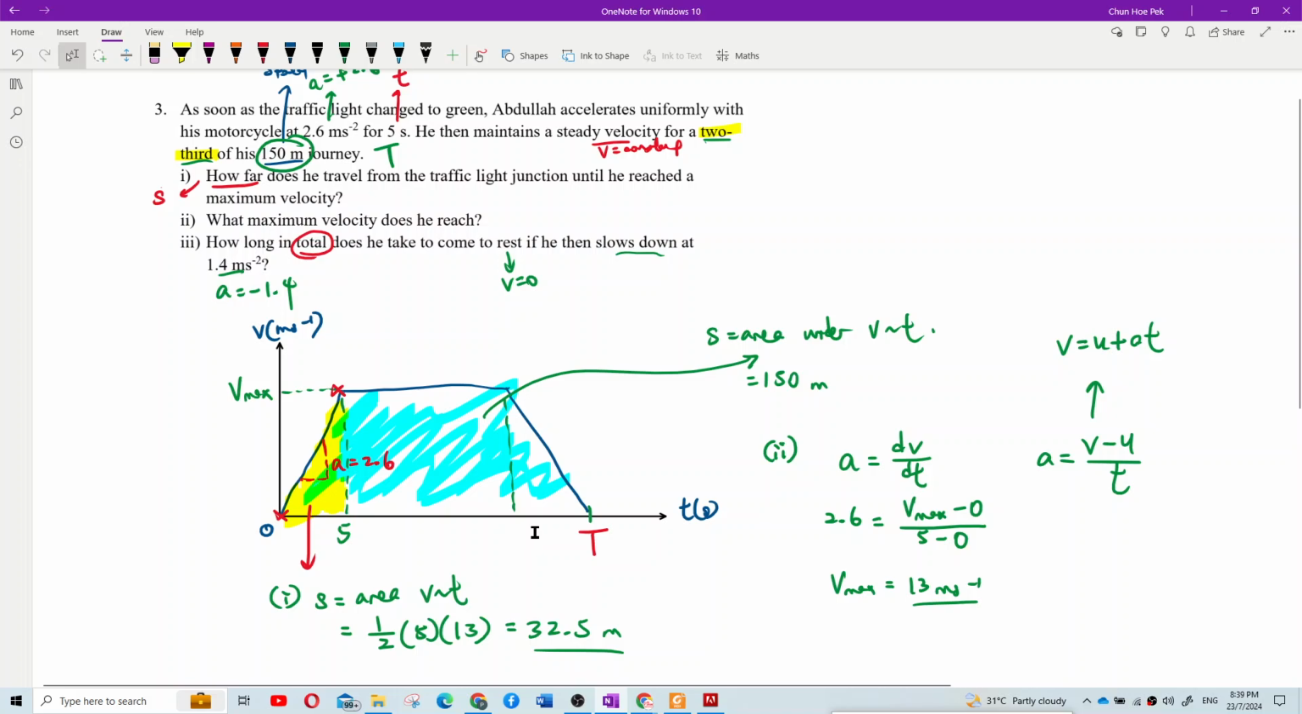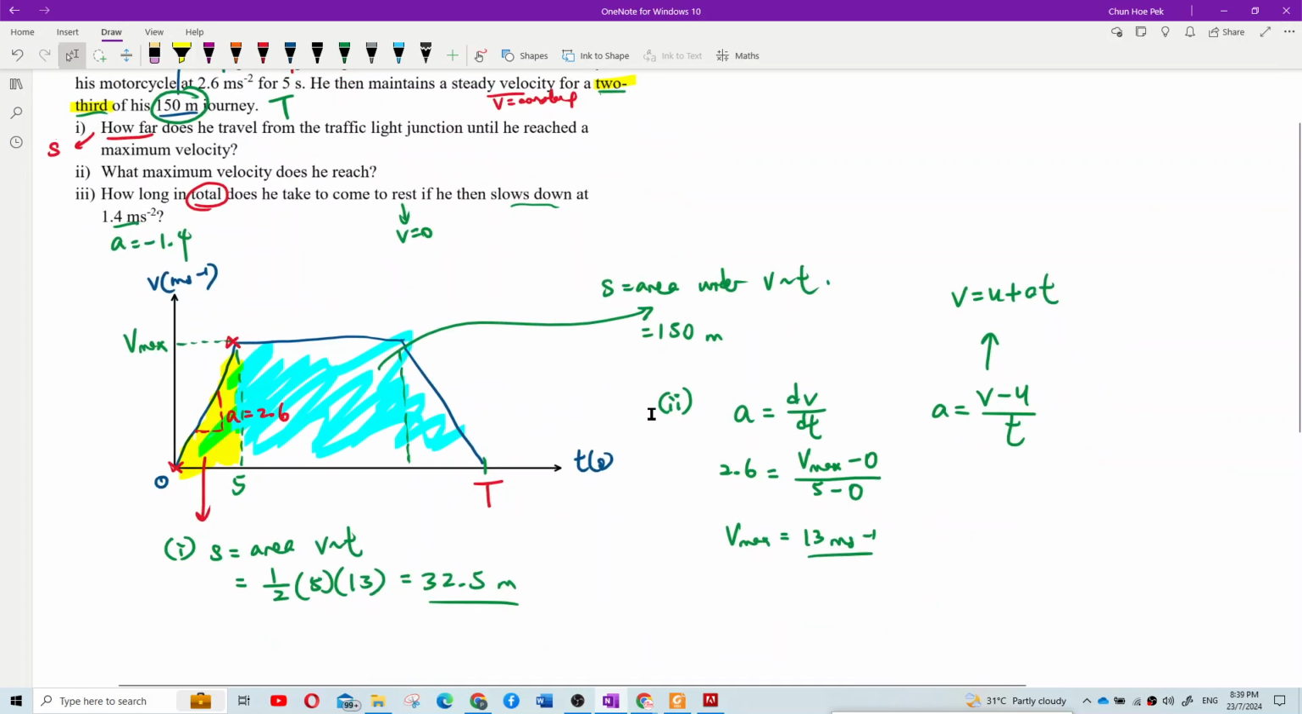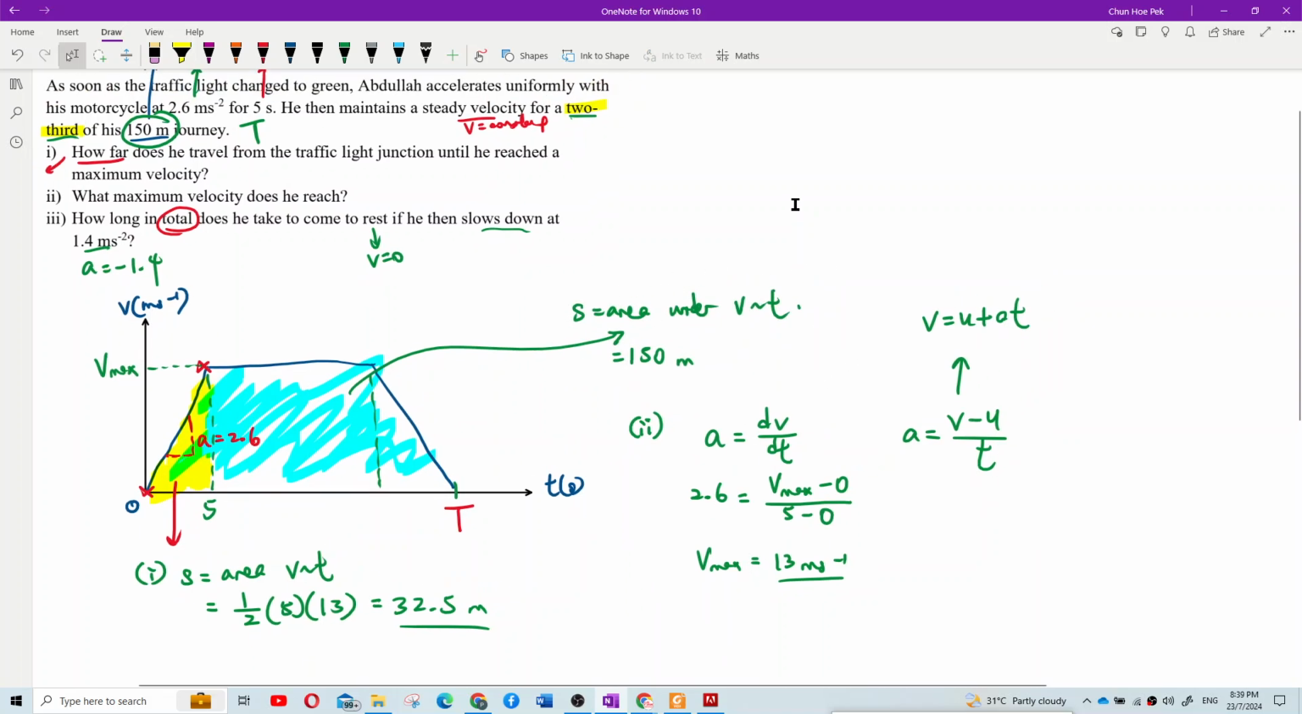This is very easy, class. I got the whole journey of 150. So what you need to do is, this is a trapezium. This is the trapezium area, understand? So the formula is actually the key, class. Question number 3, let's do it.